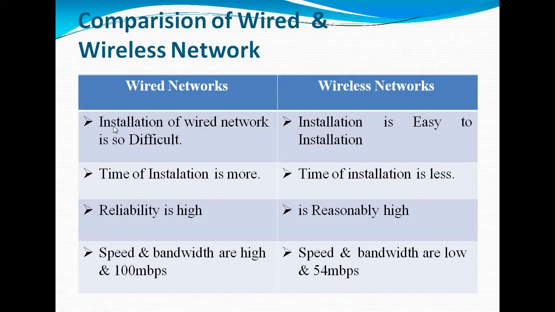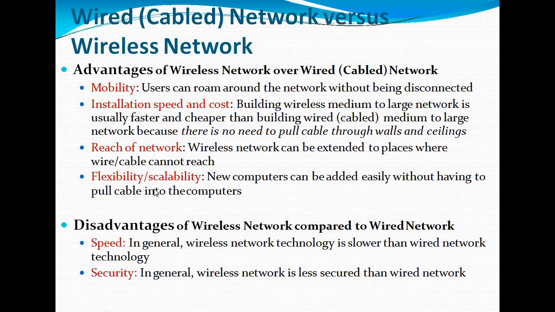So here is the comparison between the wired network and the wireless network. Wired is difficult to install, wireless is easy to install. In wired, the time of installation is more, here the time of installation is less. Wired reliability is high, here reliability is not so high. Wired speed and bandwidth are high, here low, up to 100 Mbps here and up to 54 Mbps here.